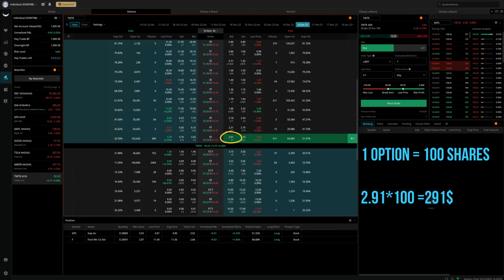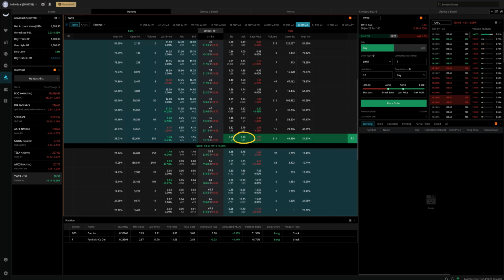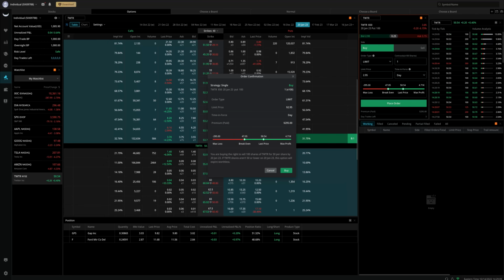So the actual cost will be $291. Or you can buy at market at the ask price of $3.10, or $310. I will set a limit order and wait. On the pop-up, I get the max loss, which is $295. This is how much I will pay to buy the option.